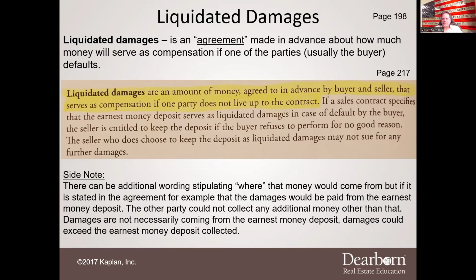But if they also specified that the money's coming from the deposit, well, they could only collect what's in the deposit and nothing further from that. So this is why liquidated damages is simply an agreement. It's not wise to say where the money's coming from. It's just an agreement as to how much will serve as compensation. So if on exams you're asked, what are liquidated damages, and you say the earnest money deposit, that's wrong. It's an agreement about how much money will serve as compensation if one of the parties defaults.